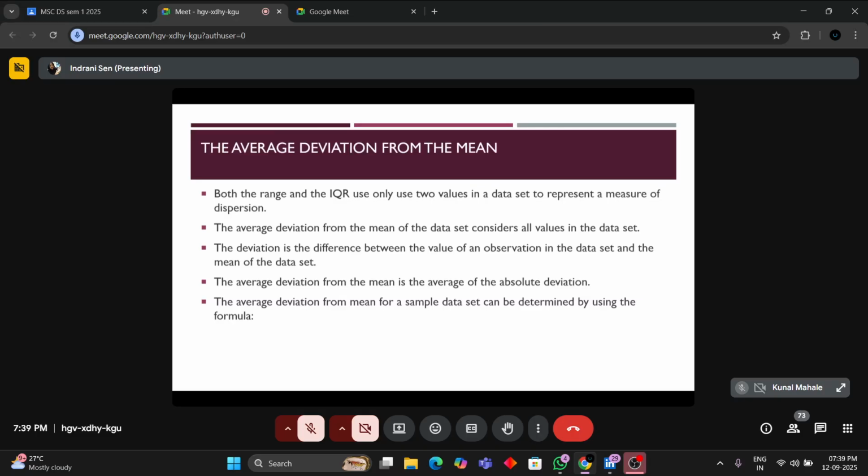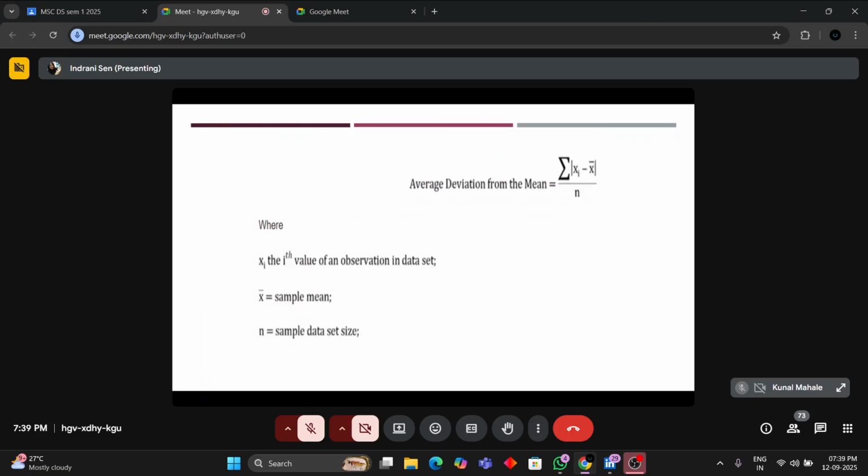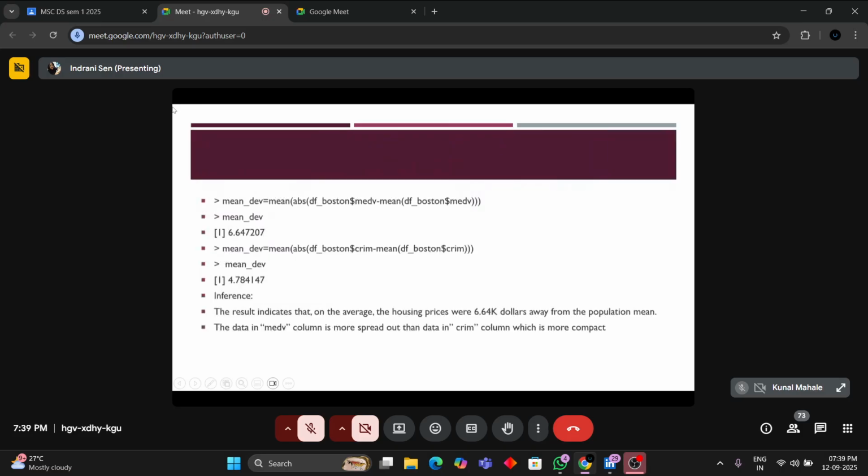Here some code is given for the mean. Then the average deviation from the mean. That means we take out the deviations and take out the average. That is the average deviation from the mean. Average deviation is the absolute value of xi minus the mean of x, summed and divided by n. But here, instead of doing a square, we are doing an absolute value. That is called mean deviation.